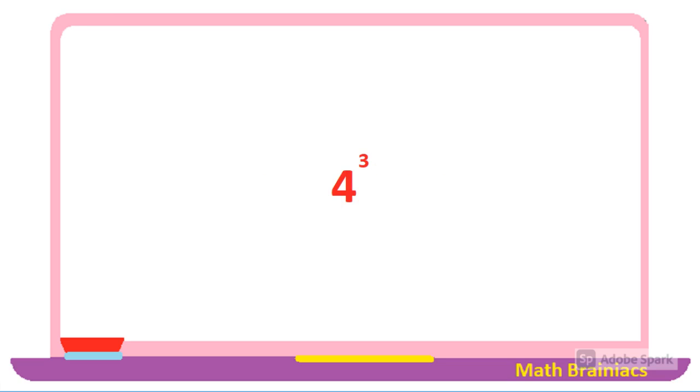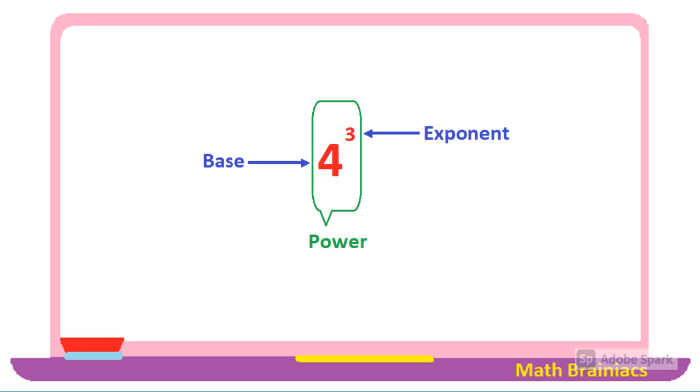Let us study this number. You can see that we have two numbers here, the 4 and the 3. Number 4 is the base, and number 3 is the exponent. You can read these two numbers 4 and 3 as 4 to the power of 3. Some will read this as 4 cubed or 4 raised to the power of 3.